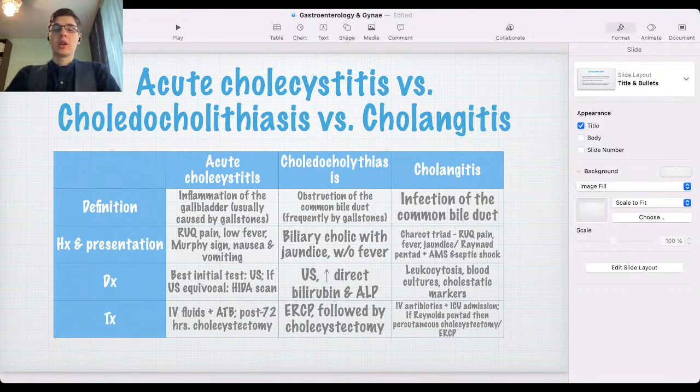Now, the last one, cholangitis, has a specific presentation, namely the Charcot triad: right upper quadrant pain, fever, and jaundice. And it can also associate septic shock and altered mental status, leading to the Reynolds pentad.